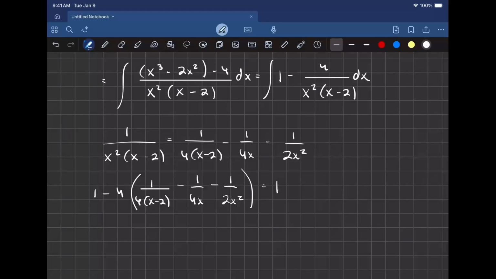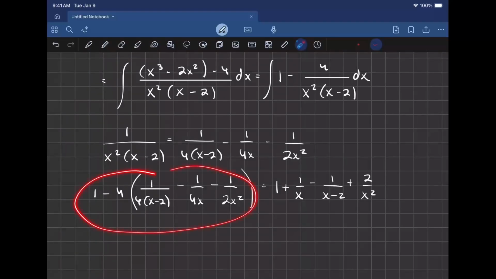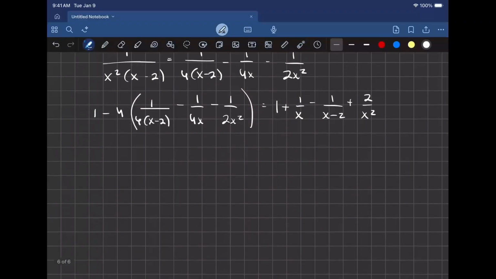This is the same as 1 plus 1 over x minus 1 over x minus 2 plus 2 over x squared. We just get this by opening up these parentheses, right? Just multiplying through. Okay. So from here, I think we're really done. We could just go in and integrate all these terms with respect to x.